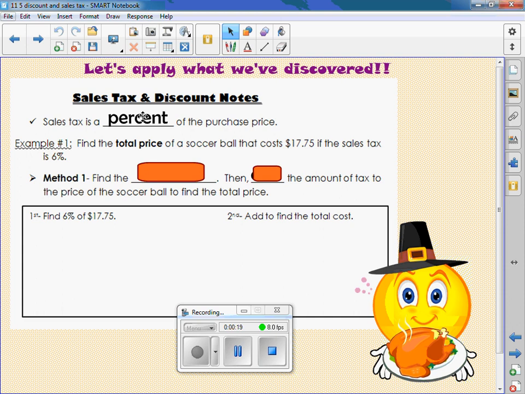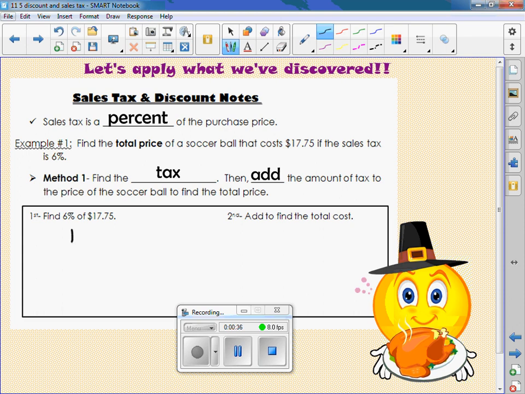The first method is to find the tax, figure out how much tax is, which would be 6%. And then you would add it, just like you saw on that homework notes page. You would add it to the cost of the soccer ball to find the total price. So finding 6% of 17.75 means we multiply by 6%, which we would change to a decimal.